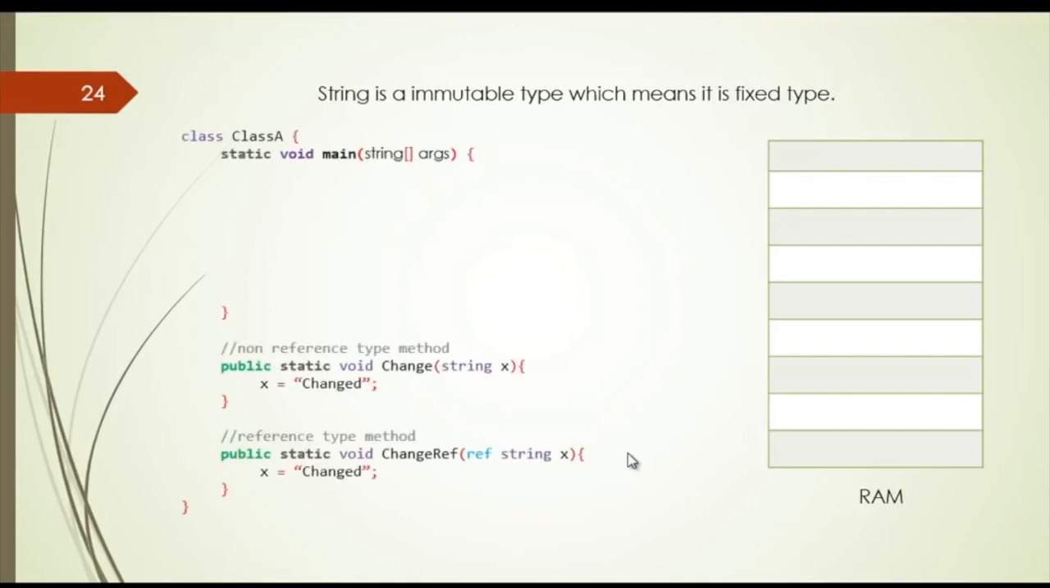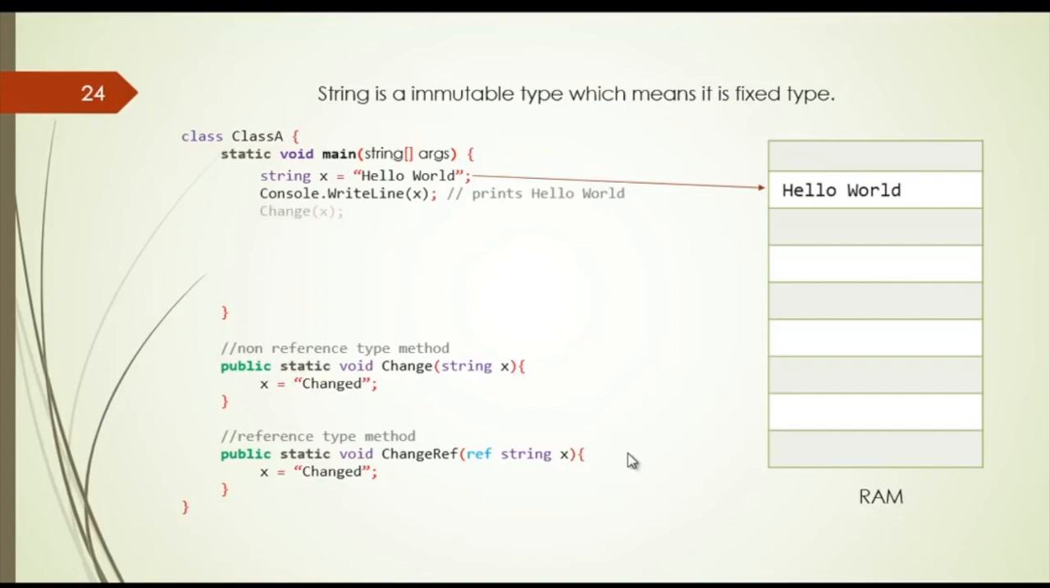So let's see in terms of memory what happens. When you say string x equals hello world, it really creates a new string, hello world, in memory. So when you call Console.WriteLine, it really prints hello world from that memory heap. When you call change, it really passes the reference of the location into the function here.